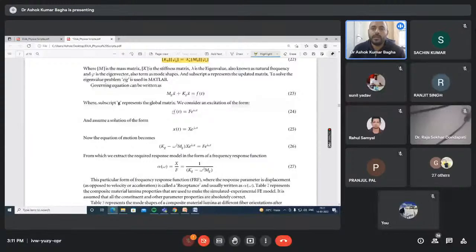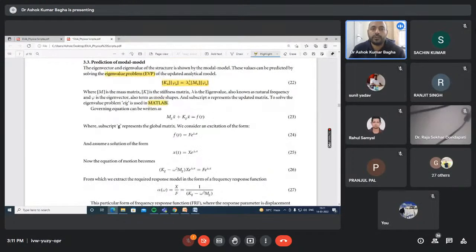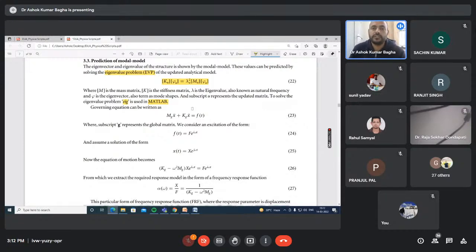And in MATLAB, how can you find out the natural frequencies and mode shapes? By using MATLAB, there is a command, the EIG command, you can use to find out the natural frequencies and the mode shapes of the structure, right? So this morning it was also discussed with you.